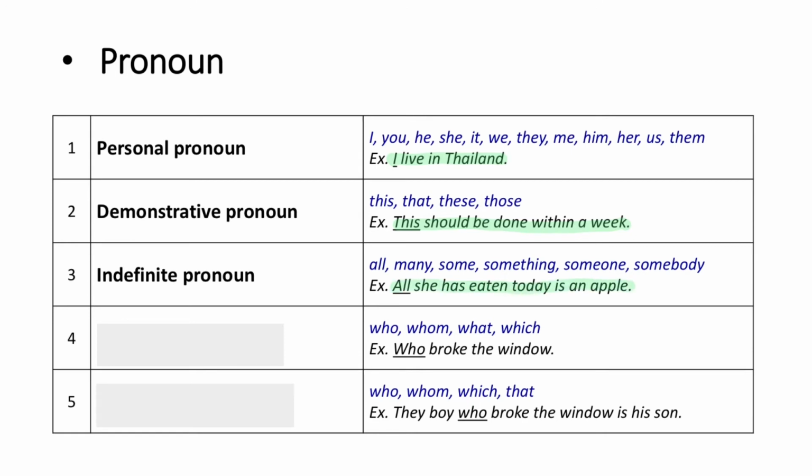Number 4, interrogative pronouns. For example, who in the sentence, who broke the window? And number 5, relative pronouns. For example, who in the sentence, the boy who broke the window is his son.